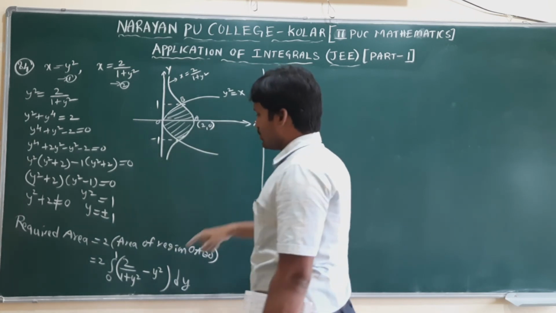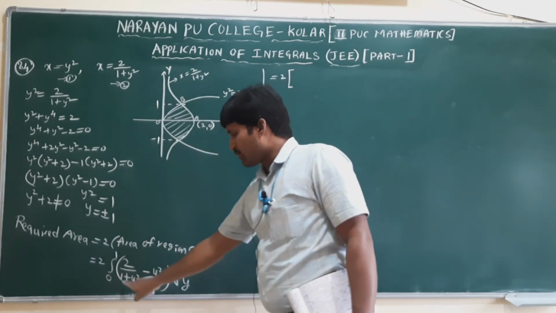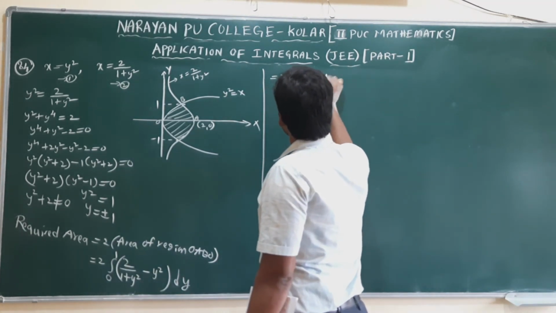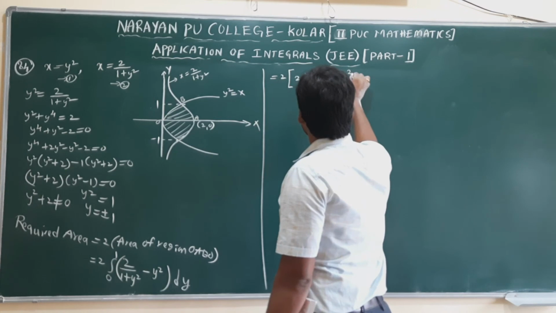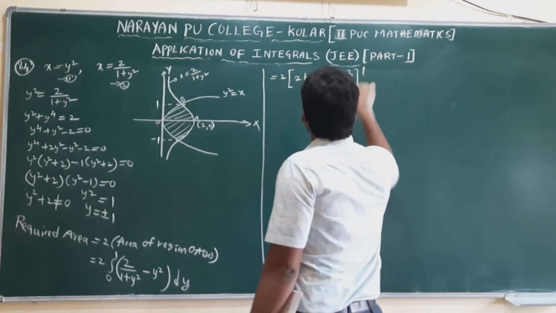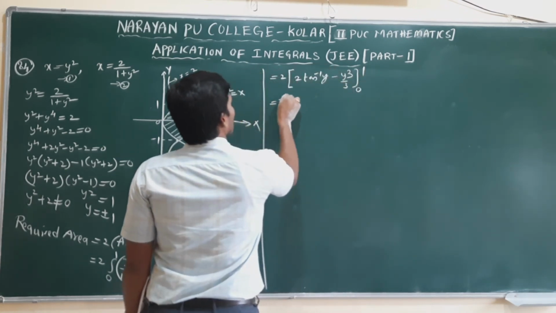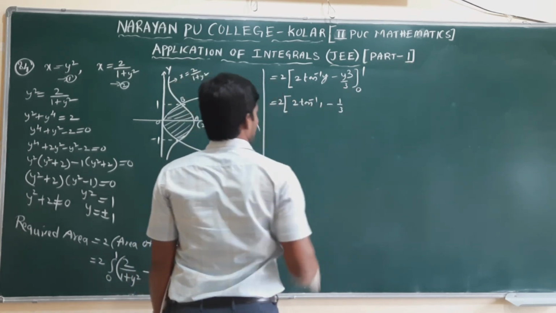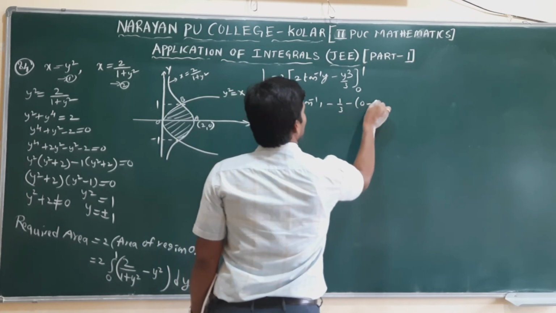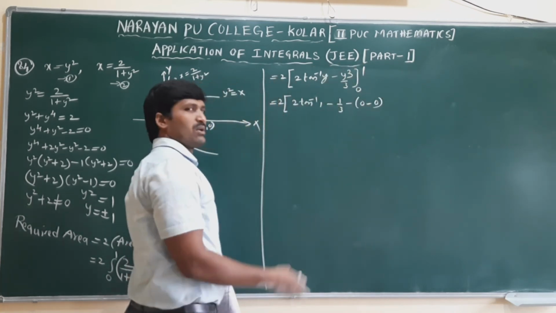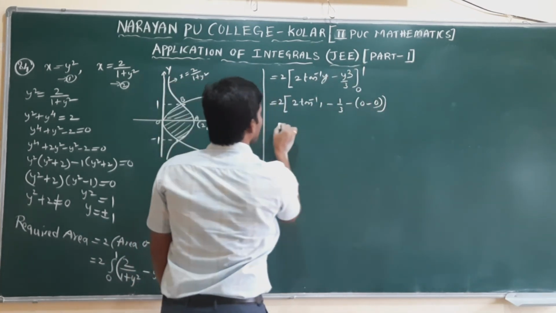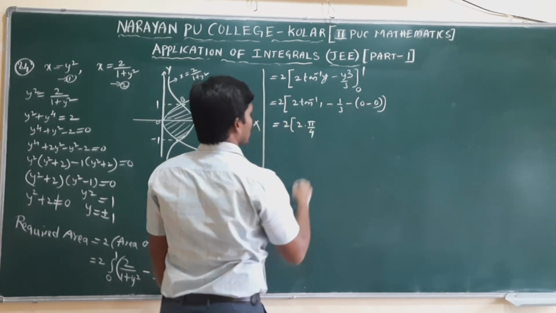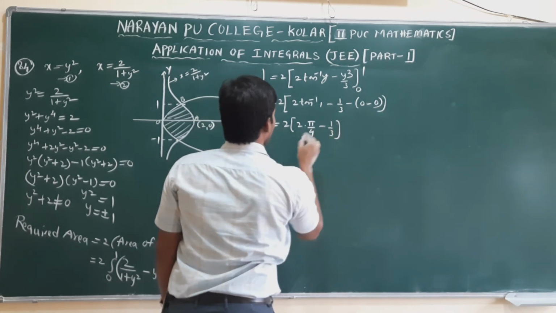2 into the integral of 1 by 1 plus y square, the tan inverse y formula, that is 2 tan inverse y, minus the integral of y square, that is y cube by 3, from 0 to 1. 2 into 2 tan inverse of 1 minus 1 cube is 1. For the lower limit both values are 0. Tan inverse 0 is 0, and 0 cube is also 0. 2 into pi by 4 minus 1 by 3.